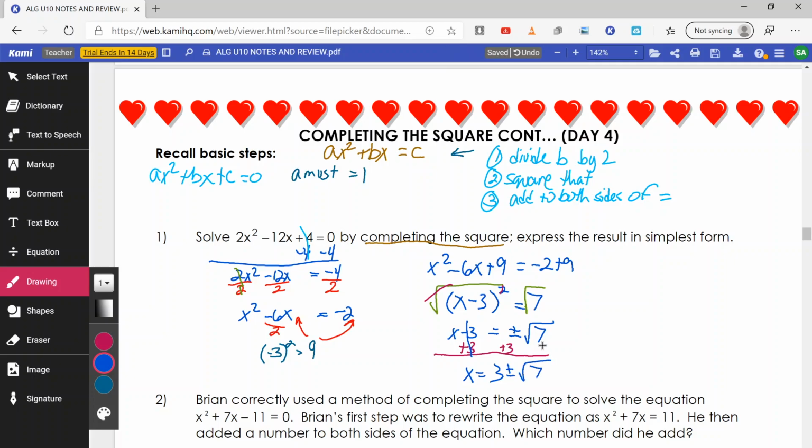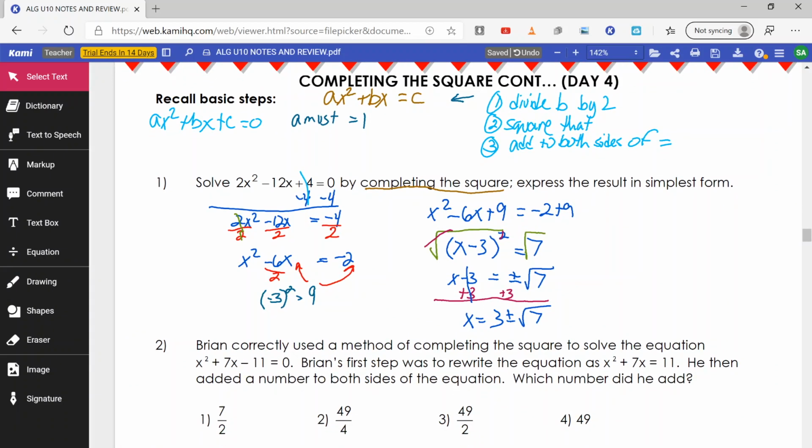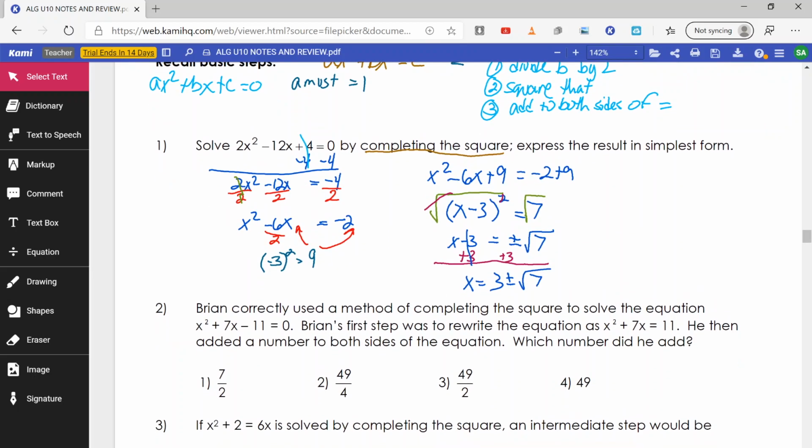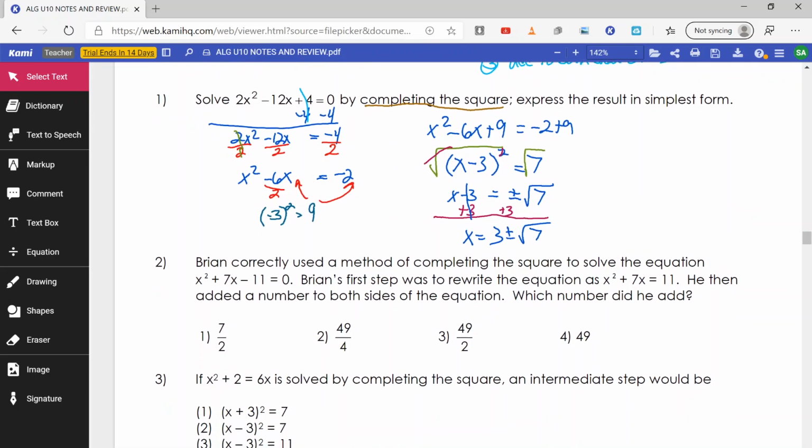My one answer is 3 plus the square root of 7, and my other answer is 3 minus the square root of 7. So rather than just putting it up into two things like that, if I'm adding and subtracting the same number, I can just put the little plus and minus there. It means the same thing. It's a little shorthand shortcut that we like to use. So there is my answer. X equals 3 plus and minus the square root of 7.